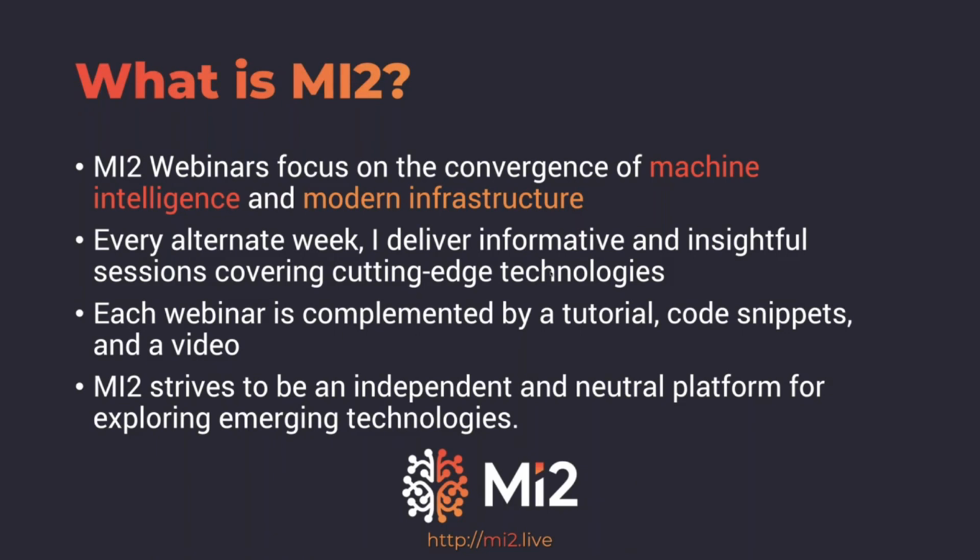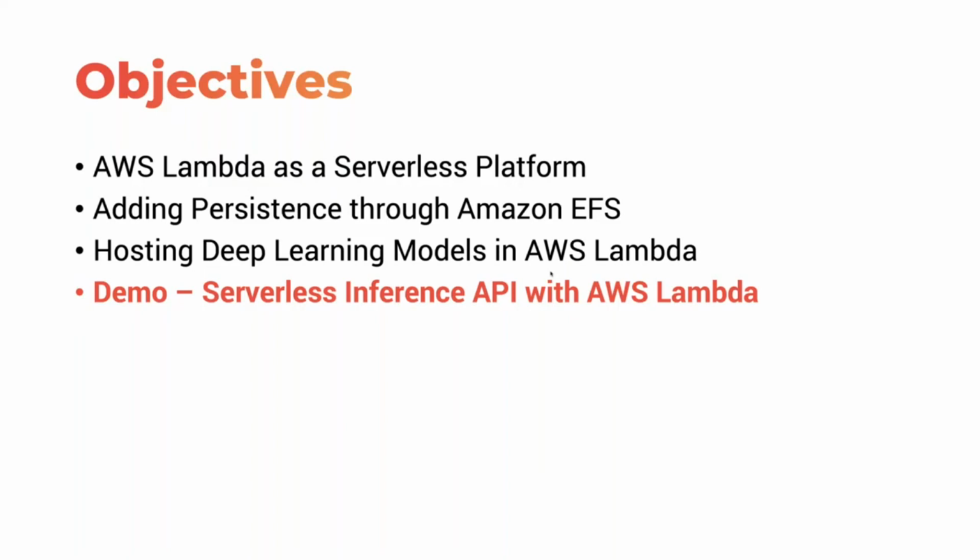So today's topic is pretty interesting. This is the perfect combination of machine intelligence and modern infrastructure. On one side, we have a serverless infrastructure layer in the form of AWS Lambda, and running on top of that is a workload, which is a machine learning API. So that's about MI2.